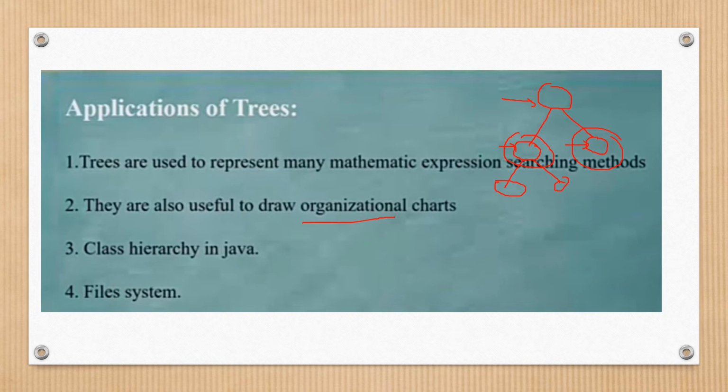And class hierarchy in Java. In Java, there are a number of classes. In a class, there are subclasses, or a package contains many classes. We can represent those class hierarchies using trees. File system. For example, if a folder contains other folders, again that folder contains another folder, subfolders. We can represent those folders using these trees.